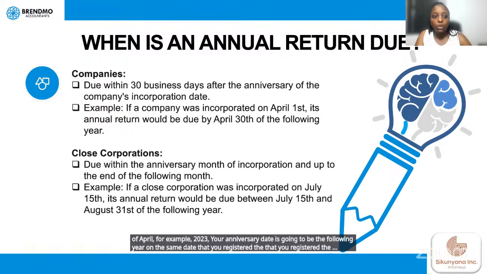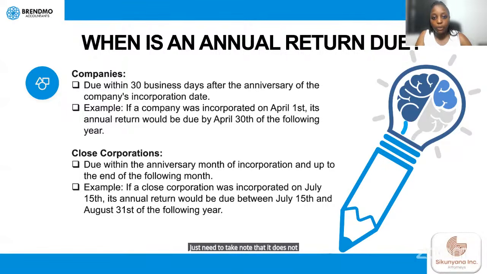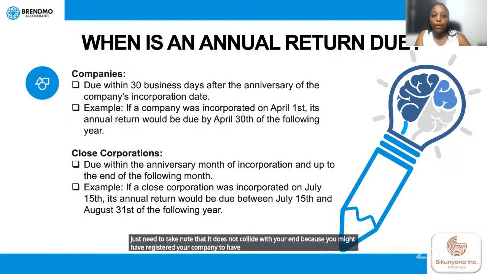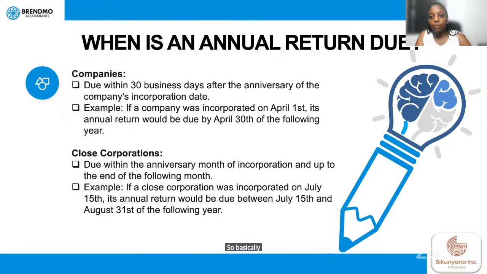Just take note that it does not collide with your year end, because you might have registered your company to have a February year end. However, should you have registered in April, in August, or any other date, that's the anniversary date. So basically, your annual return now becomes due 30 days after the anniversary date.